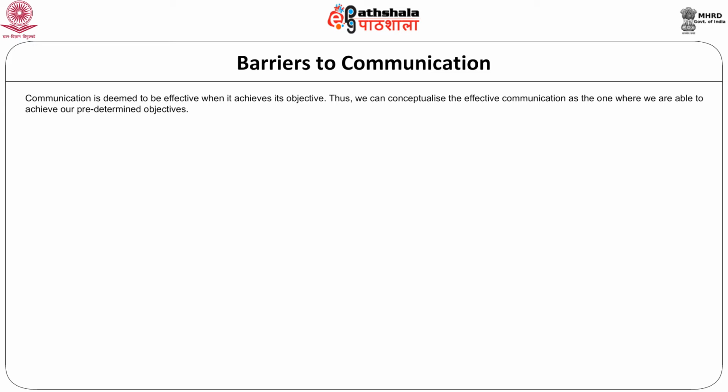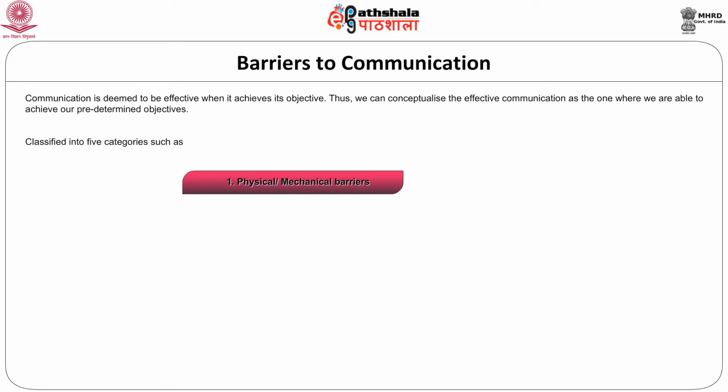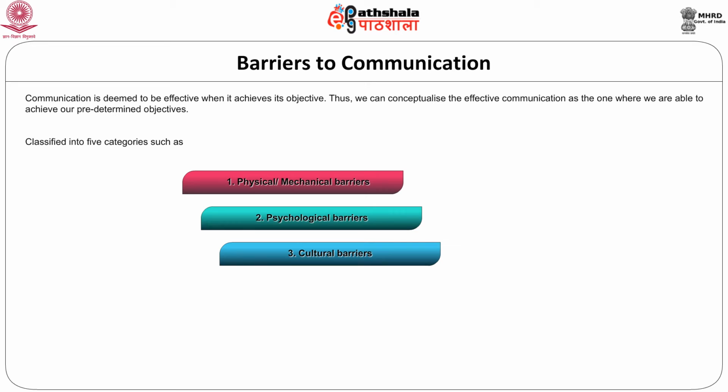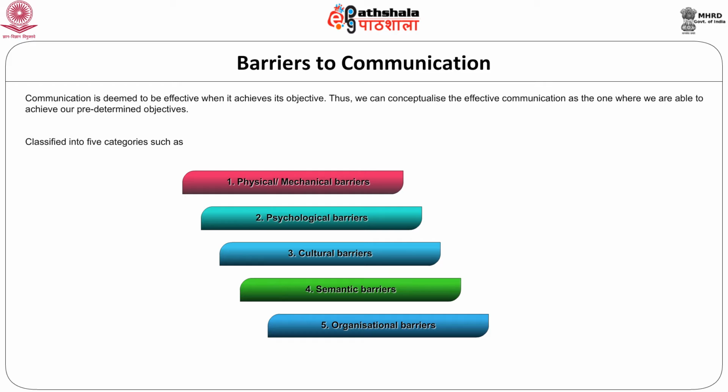In certain situations, we may fail in our attempt to communicate because of several factors, and these factors are known as barriers to communication. Thus, we may define communication barriers as those factors or obstacles which hinder the process of communication. They can be classified into 5 categories: first, physical or mechanical barriers; second, psychological barriers; third, cultural barriers; fourth, semantic barriers; and finally fifth, the organizational barriers.